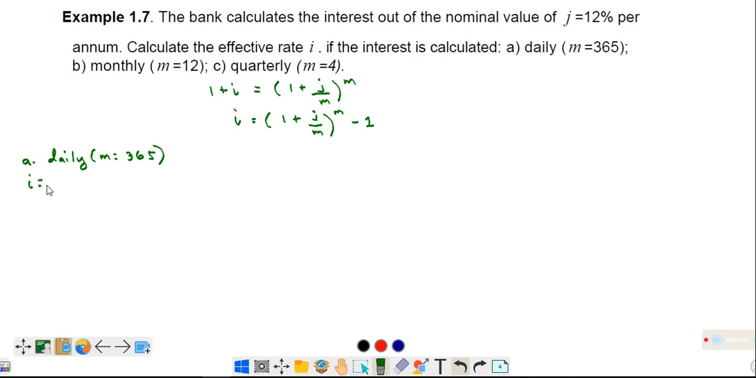So, for I, it is equal to 1 plus the J, which is 12%. J here, 12% is 0.12. So, we have 0.12 divided by your M. And M is equal to 365. Raised to the power of M ulit, which is 365, minus 1. So at this point, we are going to need a calculator.